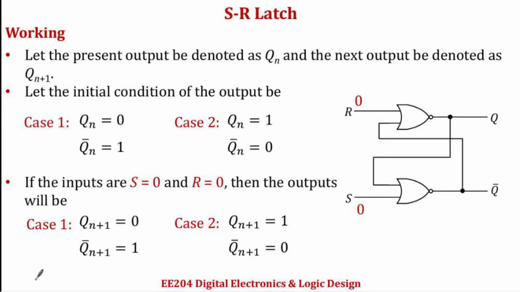Now remember that in this case you have Qn to be the present state and Qn plus 1 to be the next state. State means the output itself.